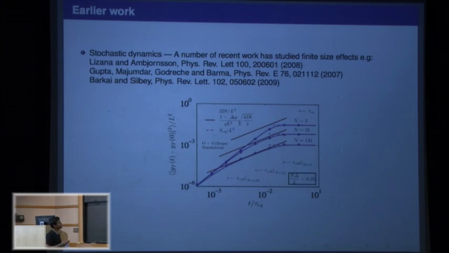For stochastic dynamics, there have been a lot of recent studies of these finite size effects. If you look at the mean square deviation as a function of time, there is a subdiffusive growth with t to the power half, and then it saturates in some way. If you look at different sizes, you get a longer subdiffusive region, and then it saturates to some constant. This is what we want to do for Hamiltonian dynamics.